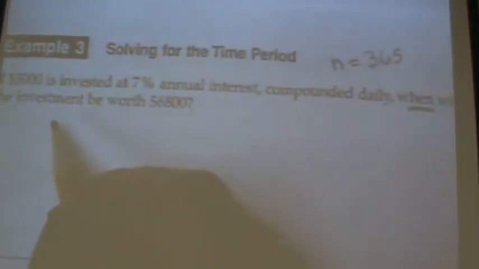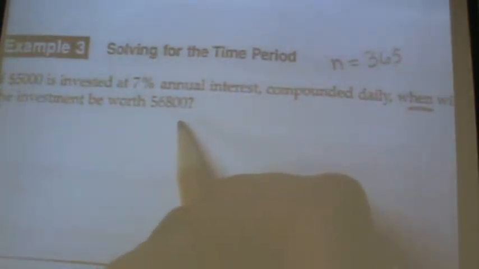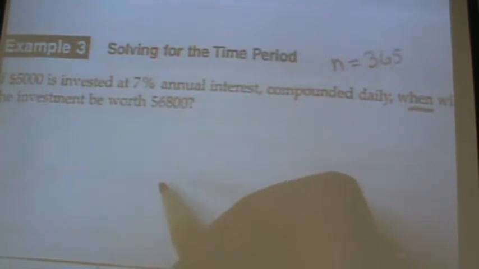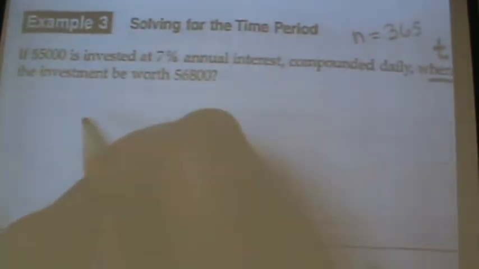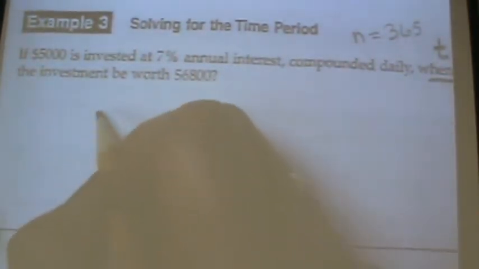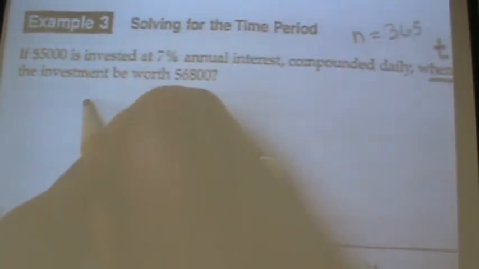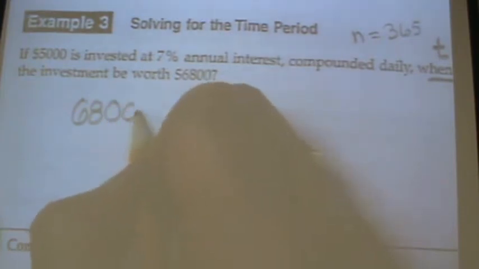When will the investment be $6,800? Could you set this up for me with my variable as what? T. Does anyone know how to set this up? Go ahead, Jasmine. 6,800. That's how much you want to end up having.